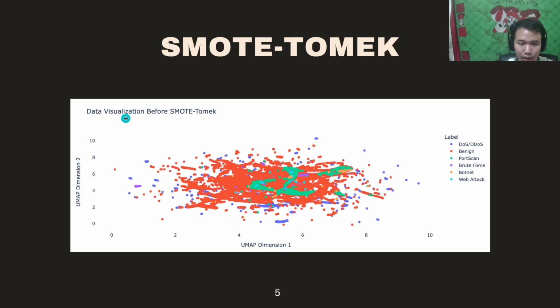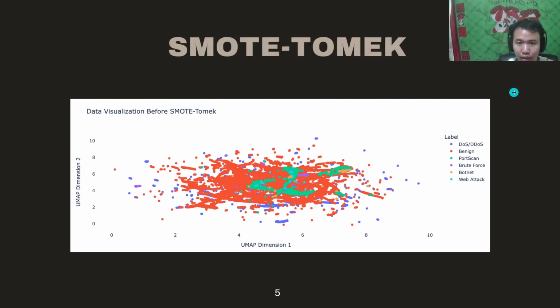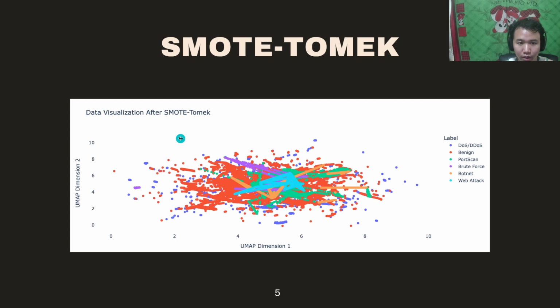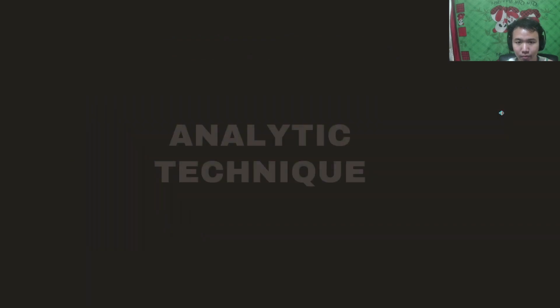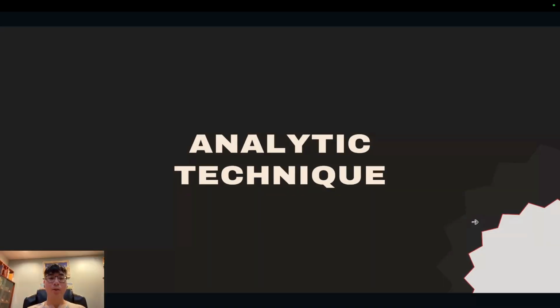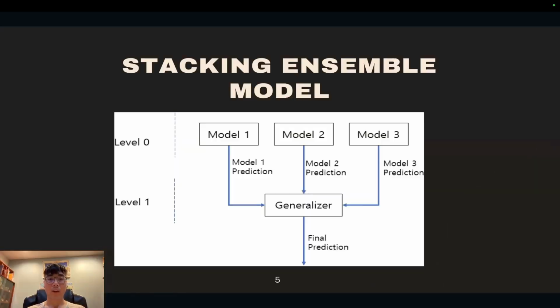Here is the data visualization before SMOTE-Tomek. As you can see, for the web attack, there are very few of them. And after we use SMOTE-Tomek, you can see a lot of blue lines coming up. Next section will be the analytic techniques.